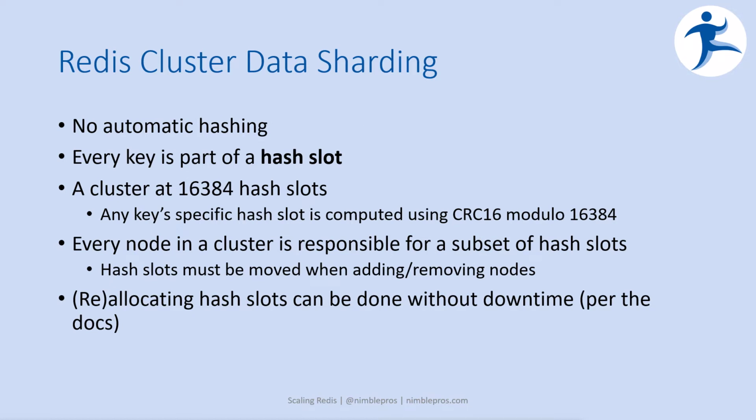Redis clustering uses a technique called data sharding. Clusters have 16,384 hash slots, and every key is assigned a hash slot deterministically using the CRC16 algorithm. Each node in a cluster is responsible for a collection of hash slots, and as nodes are added or removed, the mapping of hash slots to server nodes must be updated.